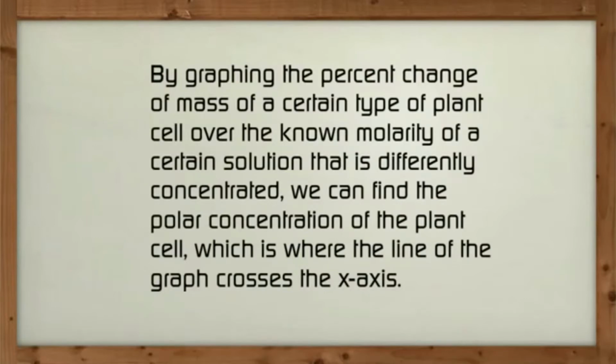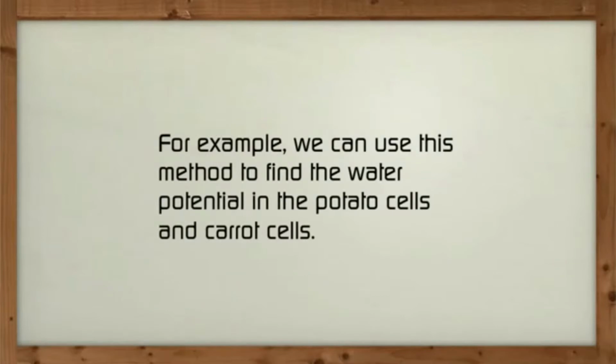By graphing the percent change of mass of a certain type of plant cell over the known molarity of a certain solution that is differently concentrated, we can find the molar concentration of the plant cell, which is where the line of the graph crosses the x-axis. For example, we can use this method to find the water potential in the potato cells and carrot cells.